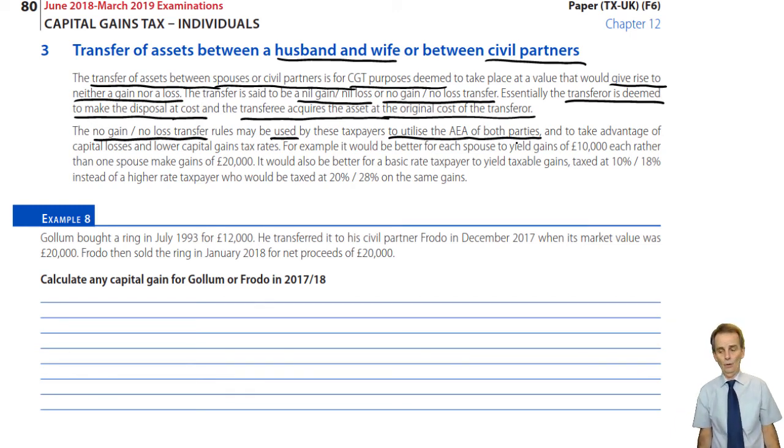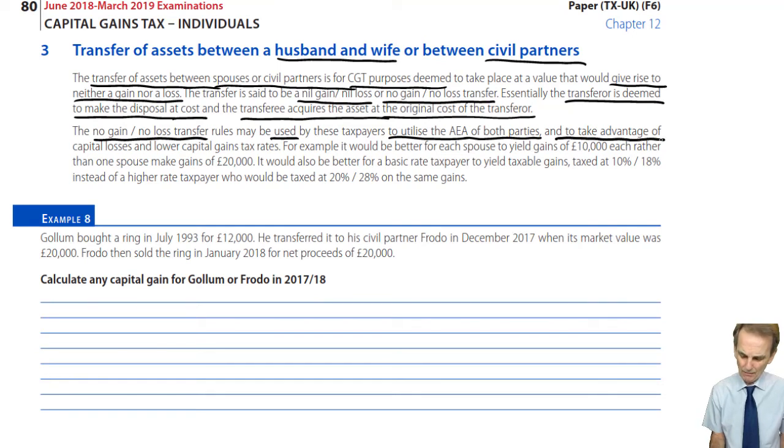Sufficient, therefore, to cover each of our AEAs. Between us, we've made £20,000 of gain, only this time had no taxable gains. We won't pay any tax. So we've been able to use both of our AEAs by using the no gain, no loss transfer, one spouse to the other, prior to a sale to the outside world. So there's one use, to use our AEAs.